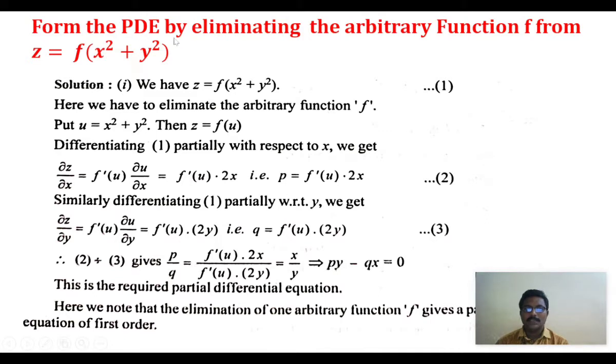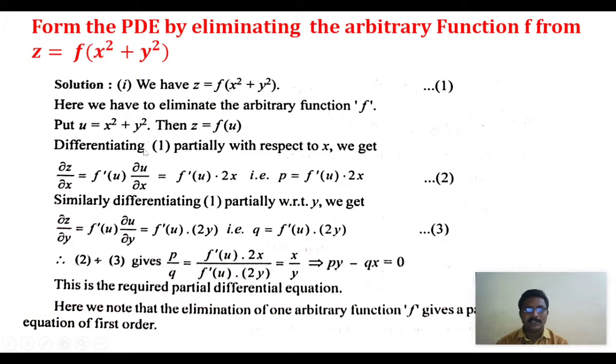Form the partial DE by eliminating the arbitrary function from z = f(x² + y²). The given equation is clearly z = f(x² + y²), where f is a function in terms of x and y. Let it be some u. Now z = f(u), clearly u is a function of x and y. Now we have to differentiate equation 1 partially with respect to x and with respect to y.